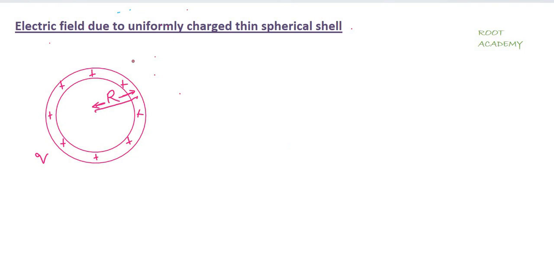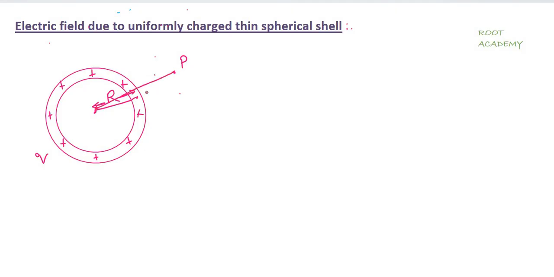Hello everyone. Today I will derive the electric field due to a uniformly charged thin spherical shell. This is the spherical shell with radius capital R. We are supposed to find the electric field at some point P, maybe here, from the center.